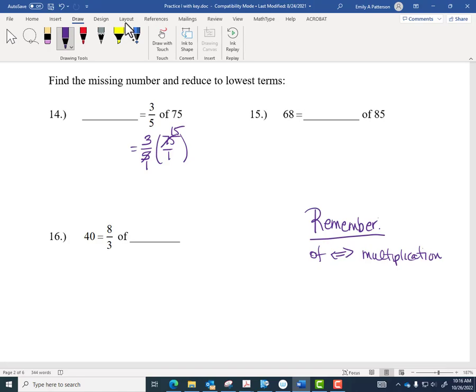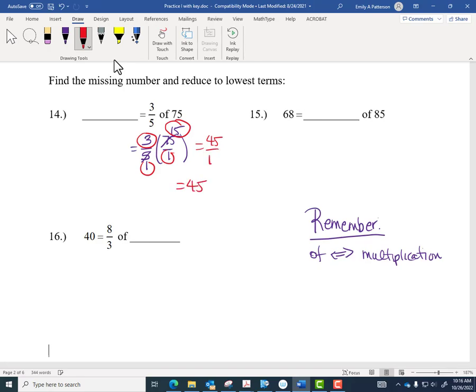And once we're done, we're going to multiply what's left. So in this, I can multiply the 15 that's left times 3, and I'm going to get 45. And then 1 times 1, which is 1, so the answer is 45.